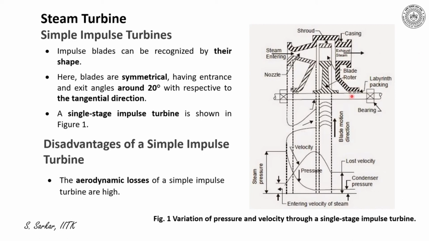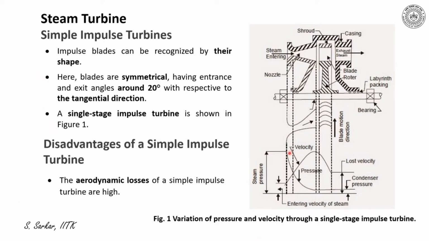Now, there are glands for packing to prevent or minimize the leakage loss. Furthermore, please note that the impulse turbine blades can be recognized by their shape. They are very symmetrical. I have indicated here the impulse turbine blades are symmetrical, having entrance and exit angles around 20 degrees with respect to the tangential direction.